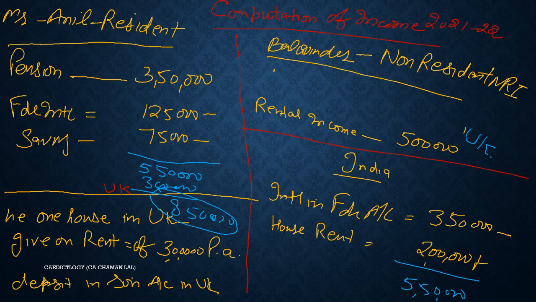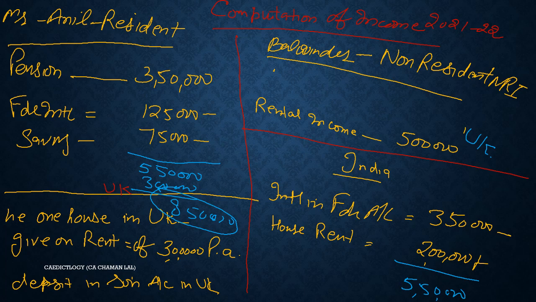Say only income earned in India, that is 350 and 2 lakh, total 550. We have not included the rental income earned in UK because he is an NRI. Here we find the major difference between the two, Anil and Balvinder: one is resident and the other is non-resident.